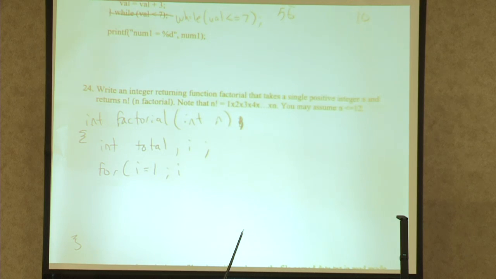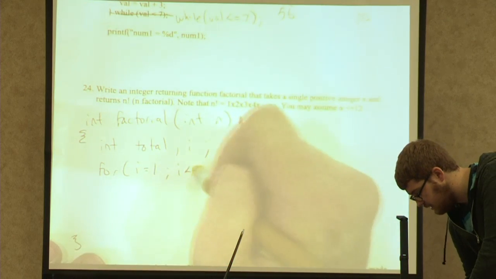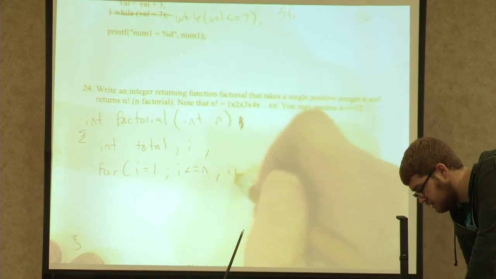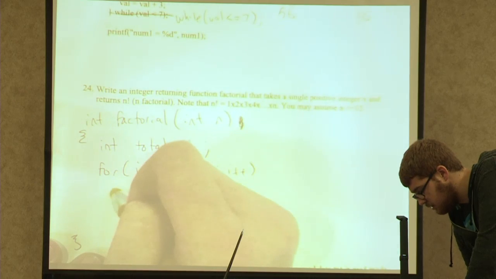So i is less than, no, i is less than or equal to n. Perfect. i is less than or equal to n. That'll include the n in your last multiplication, right? And then we're just going to plus it.